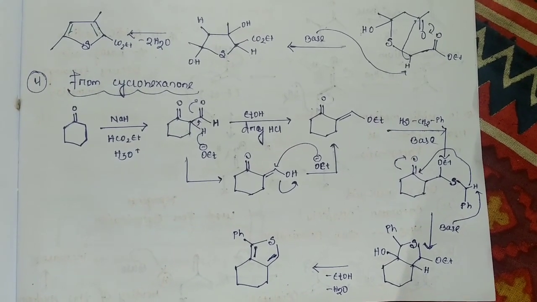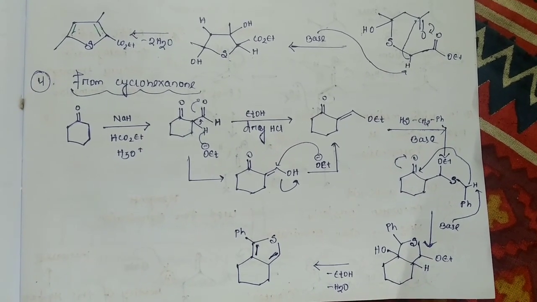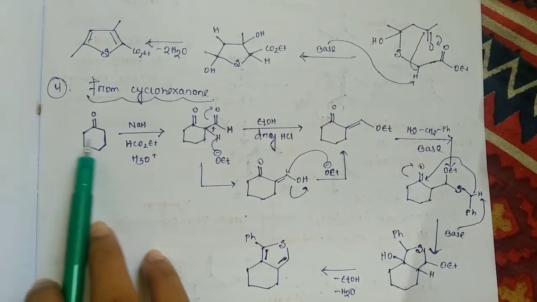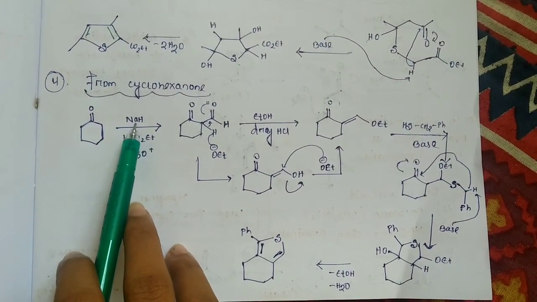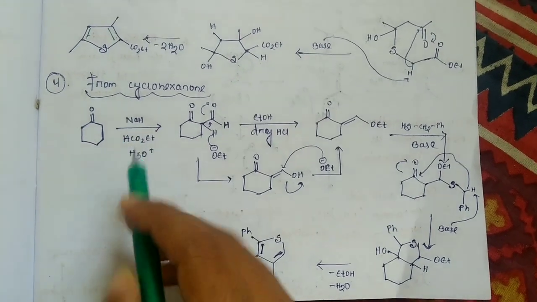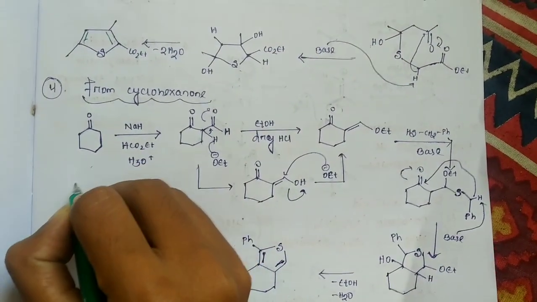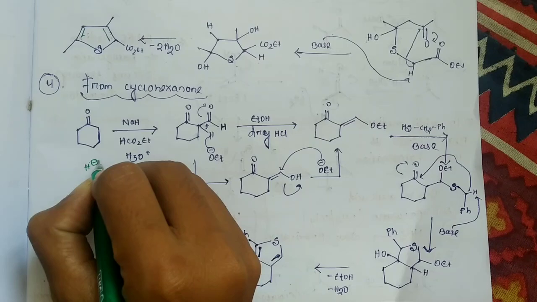The fourth one is from cyclohexanone. As we can see, when cyclohexanone is treated with sodium hydride, this is the base H minus. From sodium hydride we will get H minus.